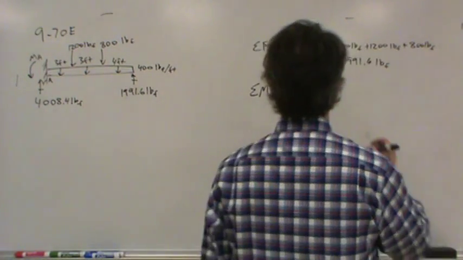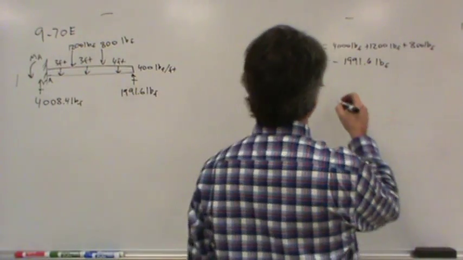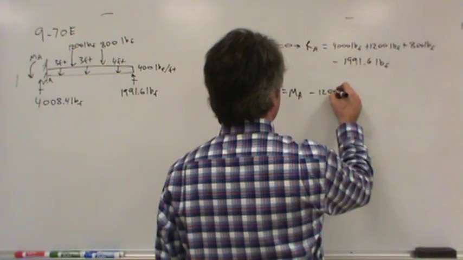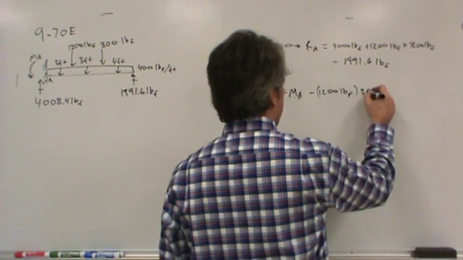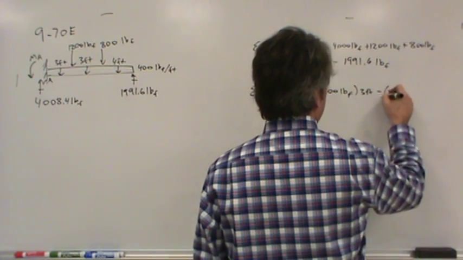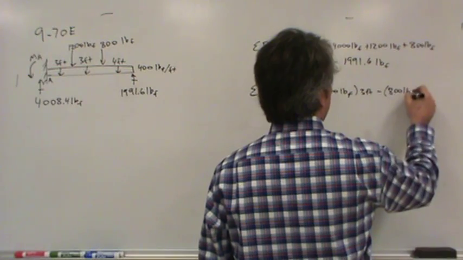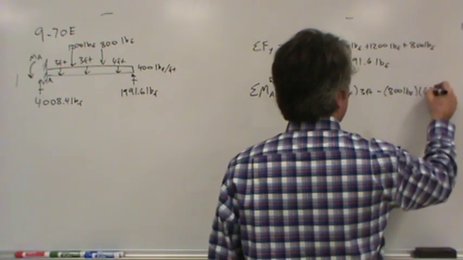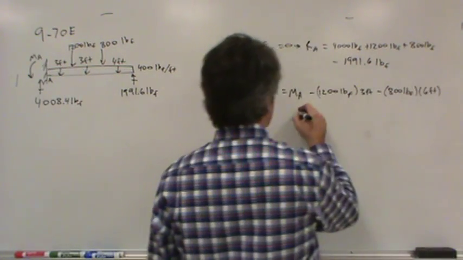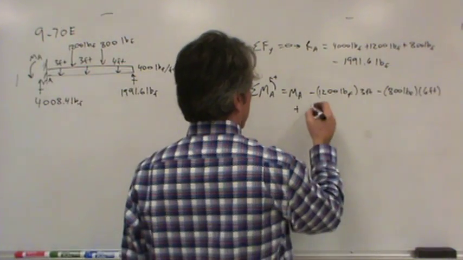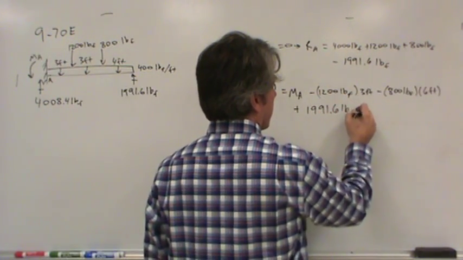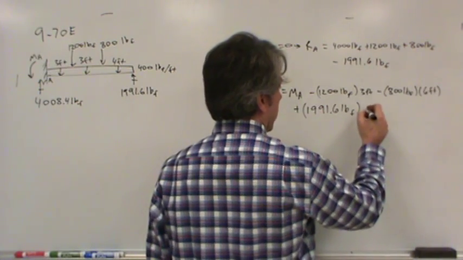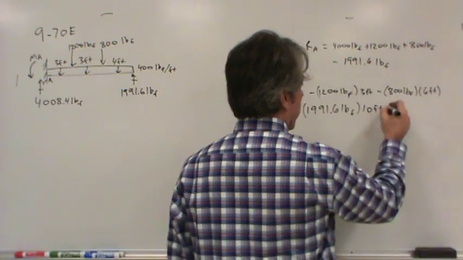1,200 times the... plus or minus? Minus. 1,200 pounds force times what moment arm? 3 feet, good. Okay. In the same vein, 800 pounds force times 6 feet. Plus 1991.6 pounds force, the reaction at D, multiplied by 10 feet, good. What else?